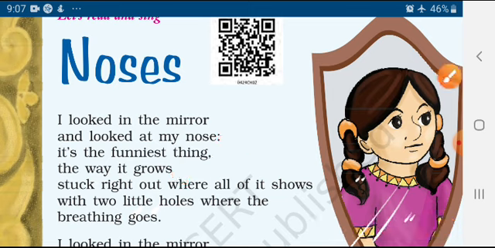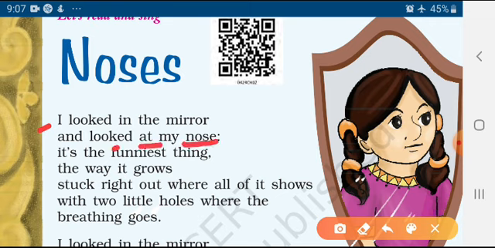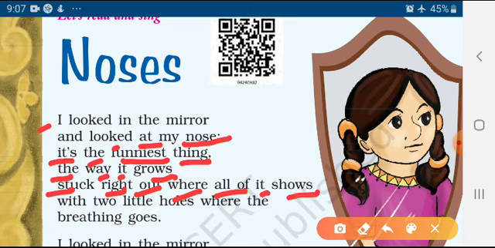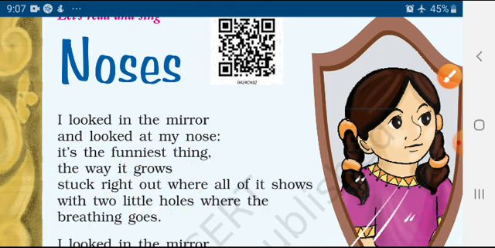So now start book reading. I looked in the mirror and looked at my nose. It's the funniest thing the way it grows. Stuck right out where all of it shows, with two little holes where the breathing goes. That is the first stanza.